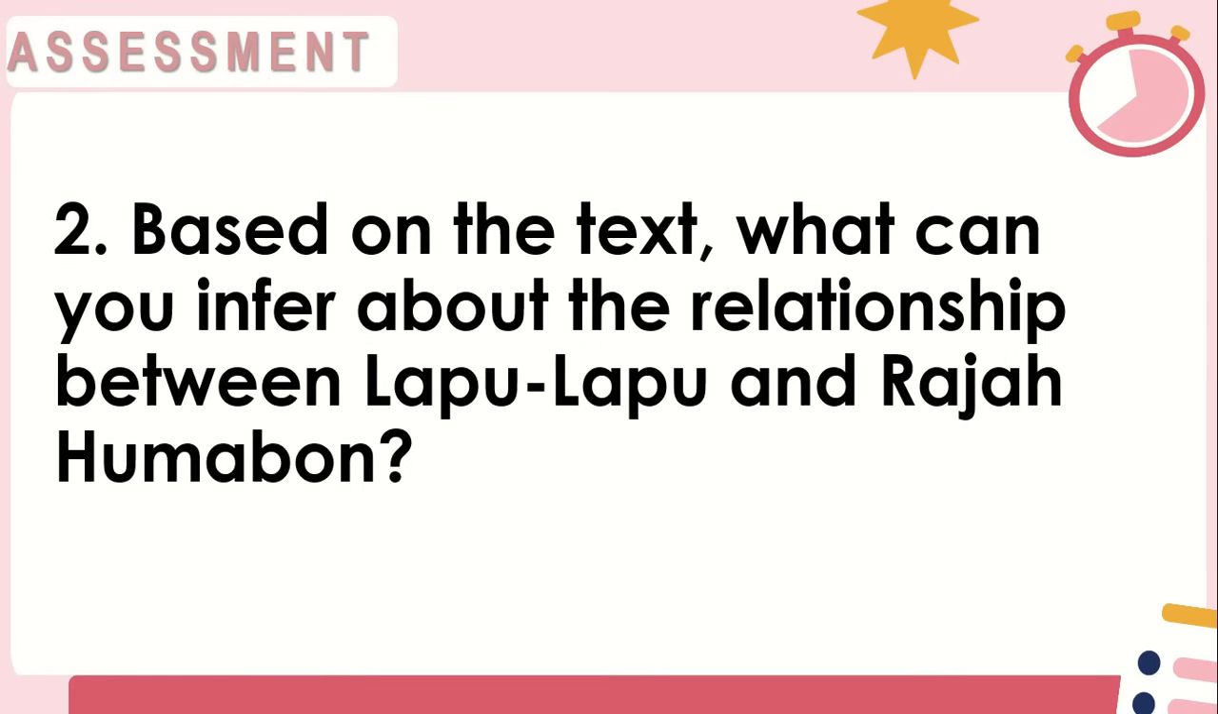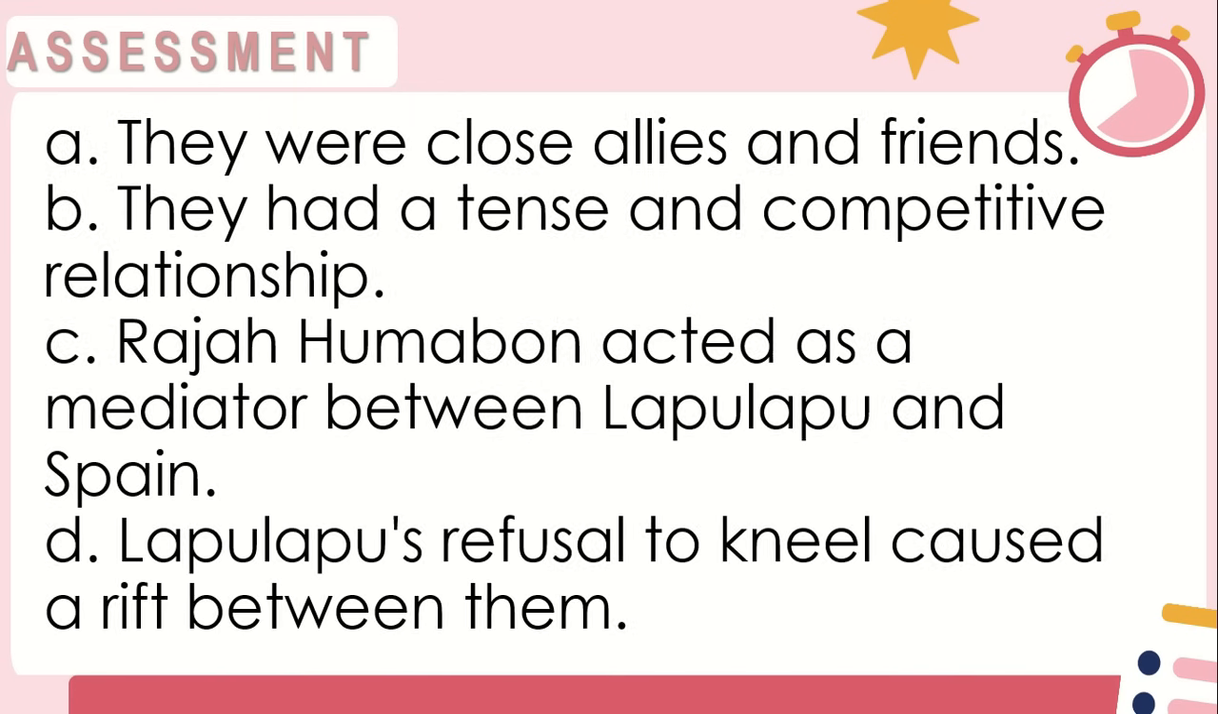Based on the text, what can you infer about the relationship between Lapu-Lapu and Raha Humabon? A. They were close allies and friends. B. They had a tense and competitive relationship. C. Raha Humabon acted as a mediator between Lapu-Lapu and Spain. D. Lapu-Lapu's refusal to kneel caused a rift between them.